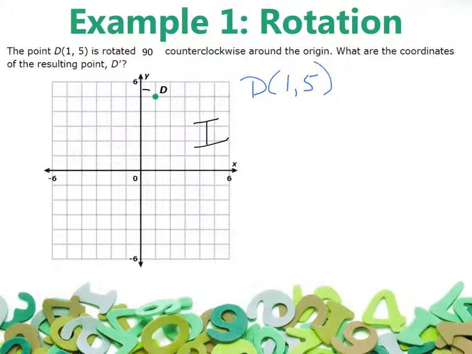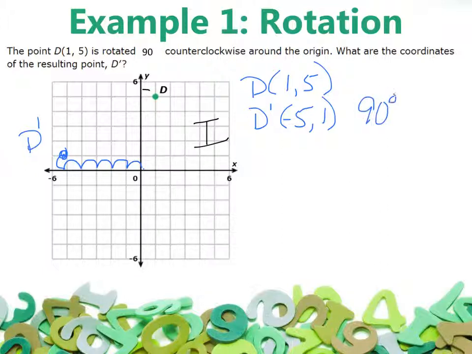As it moves to Quadrant 2, it's going to get new coordinates. Well, since again this is over 1 up 5, this is going to be over 5 and up 1. So this is going to be our D prime. And D prime is going to be (-5, 1). Notice how these are very, very similar. This was a 90-degree turn. And so that would be the answer to this example. But we're going to go a bit farther.